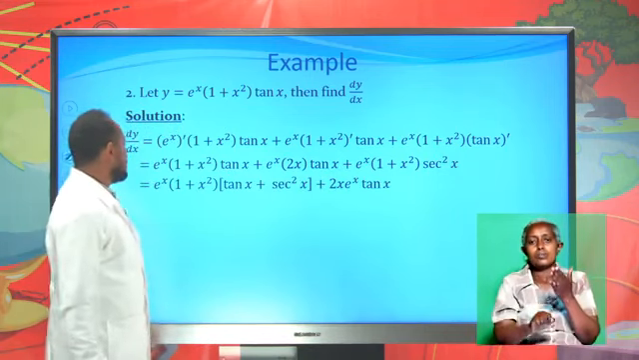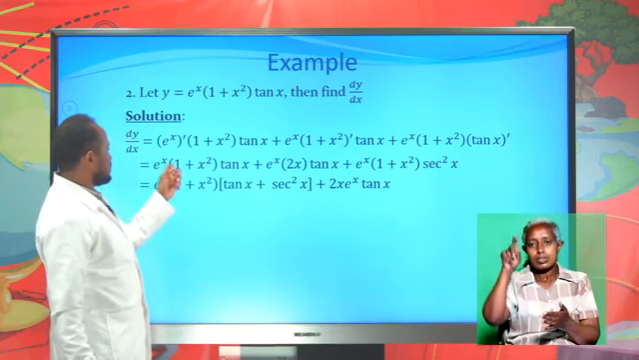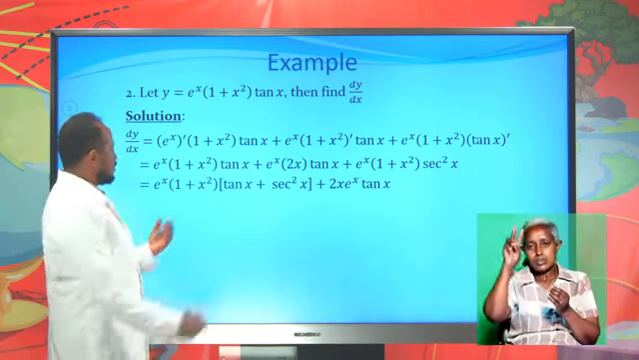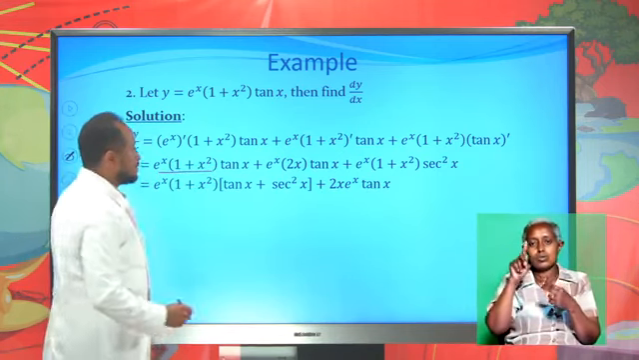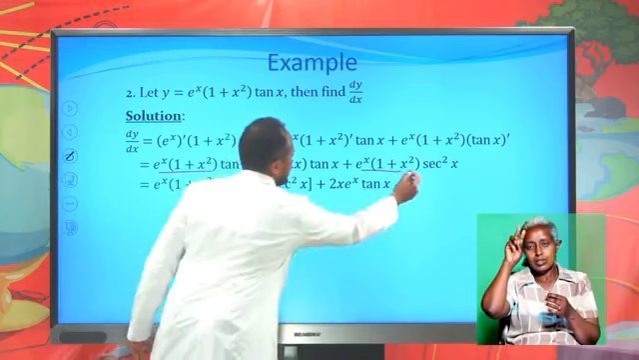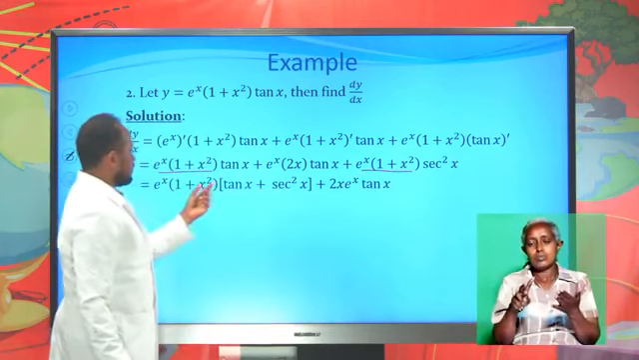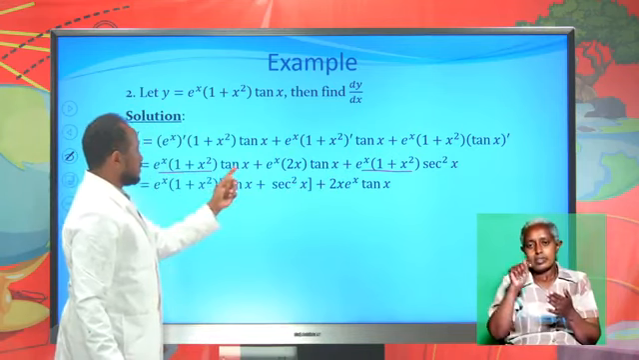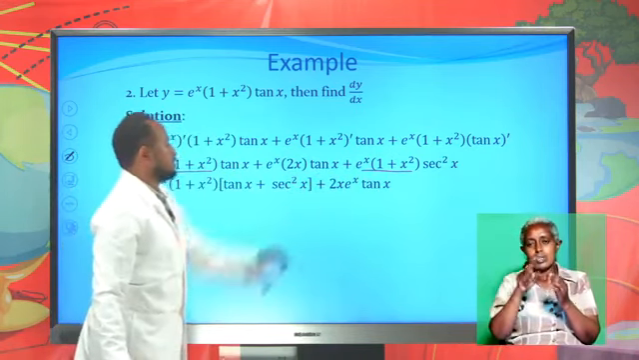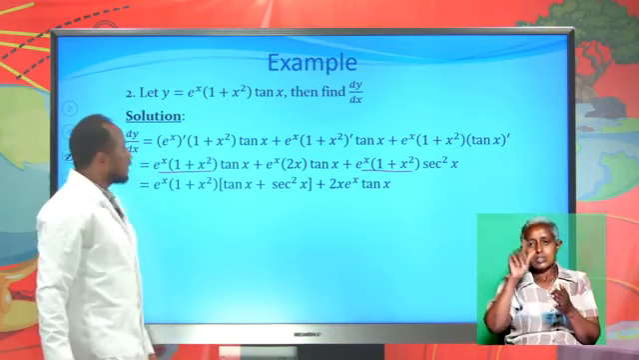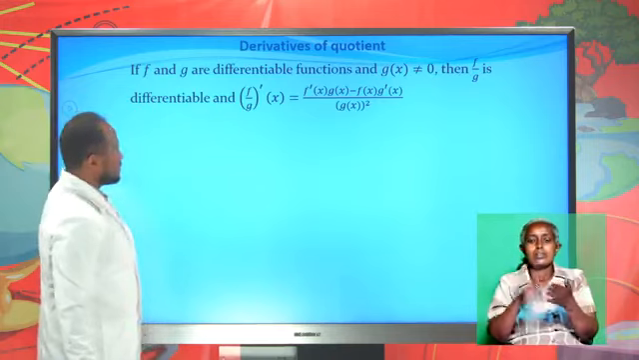So rearranging this by taking e raised to x times 1 plus x squared as a common factor, we have e raised to x times 1 plus x squared. Taking these two as common, you will have tan x plus sec squared x, plus this part, 2x e raised to x tan x. Now, let's see the next part.